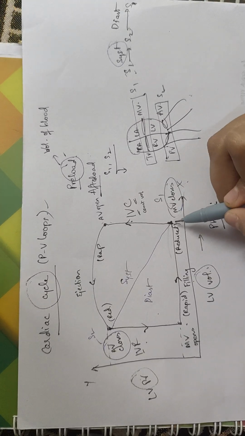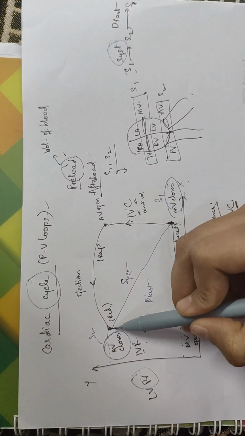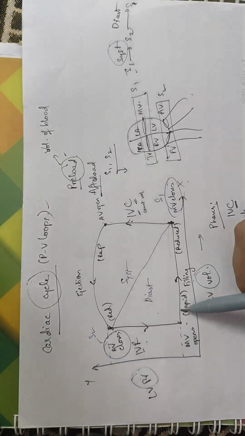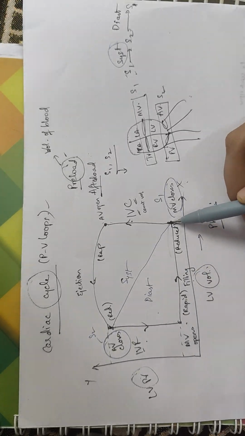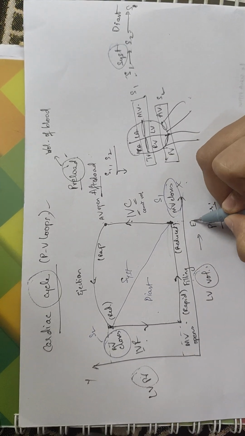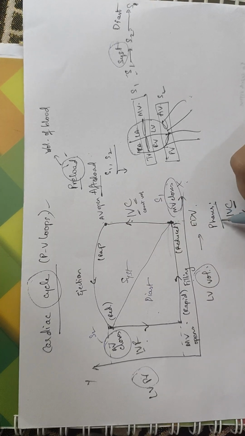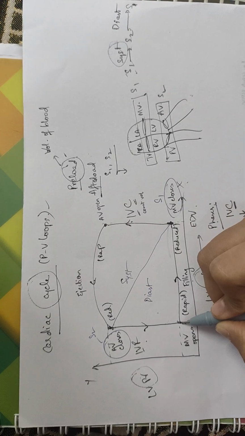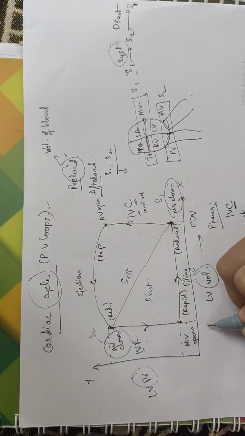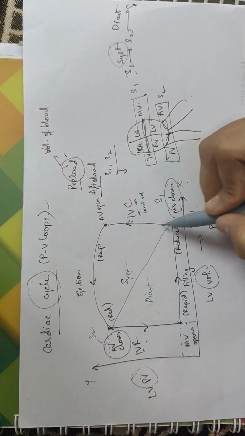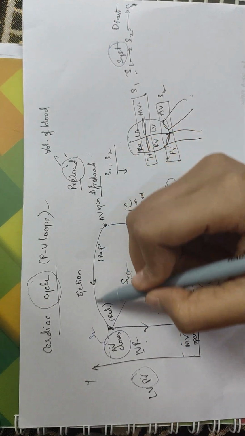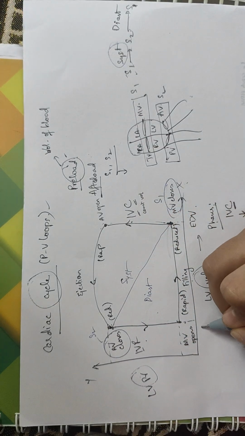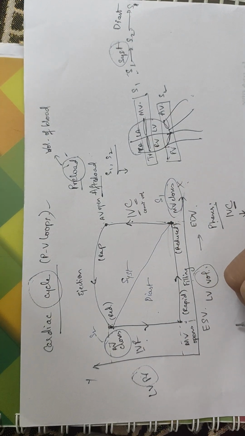So if you see, this is the end of diastole, right? Here the diastole starts, then here it ends. So at this point, this is end diastolic volume, correct? And here systole ends, correct? This is the systole starting and here is the ending. So this will be your end systolic volume.